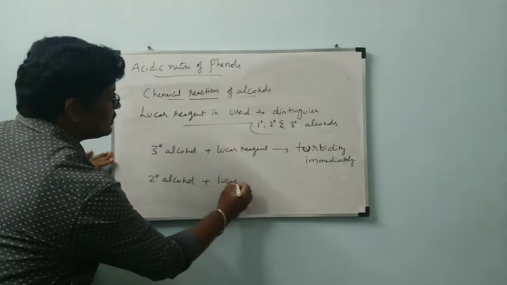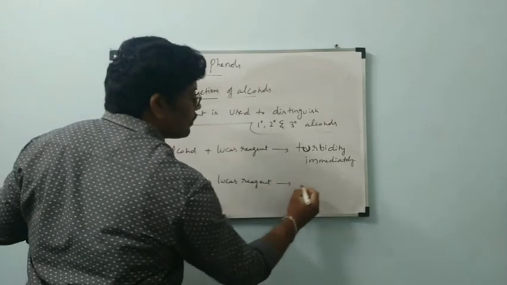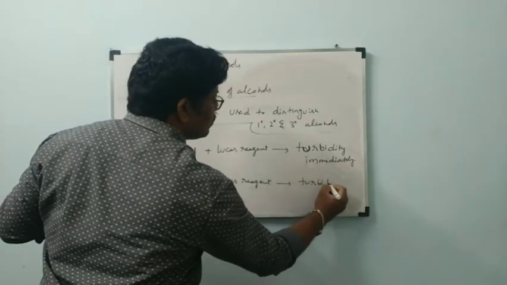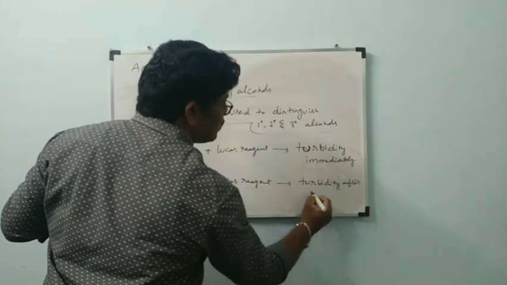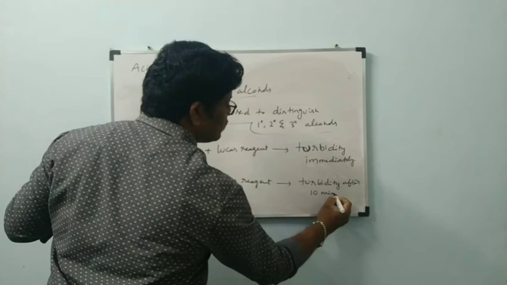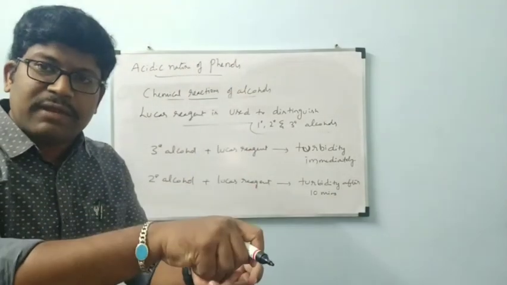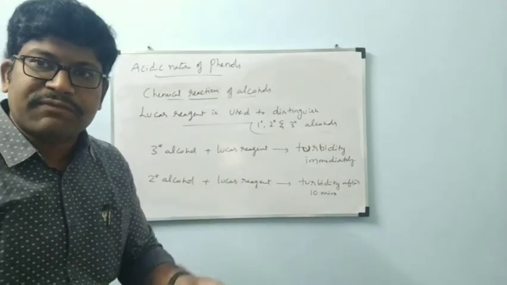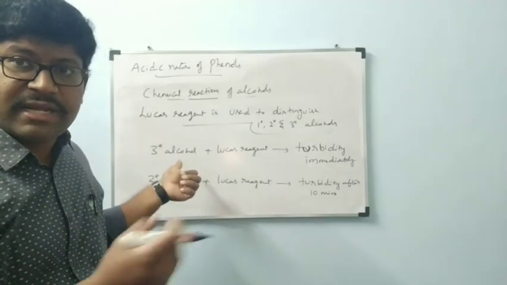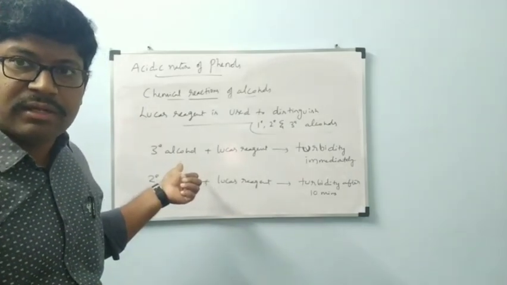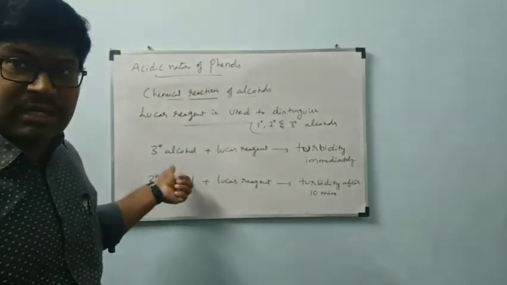Secondary alcohol reacts with Lucas reagent to form turbidity after 10 minutes. After addition of Lucas reagent to the given alcohol, if turbidity is formed immediately, that is called tertiary alcohol. We can see the turbidity, a white colored dense liquid, being formed. By seeing that we can understand turbidity is formed immediately. Then we can confirm it as tertiary alcohol.